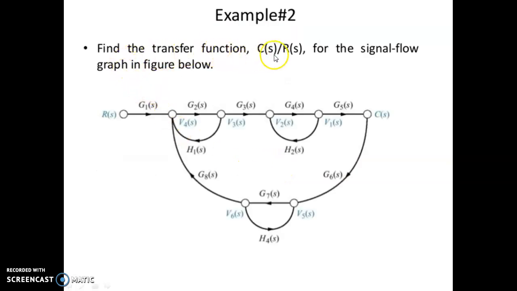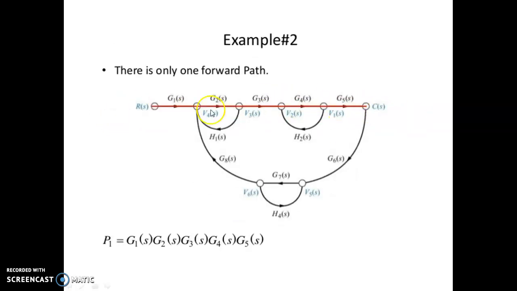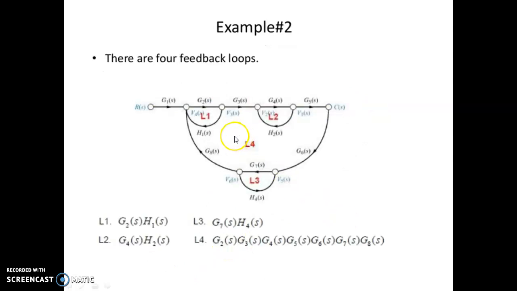Find the transfer function C of S by R of S for the signal flow graph in the figure below. So we are having only one forward path. First step is to calculate the forward path. So we are having one forward path, right? Only one outgoing line. Then loops. We are having loops: L1, L2, this is L4, this is L3.